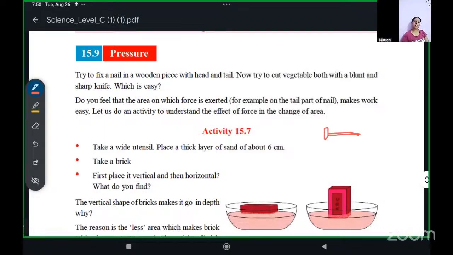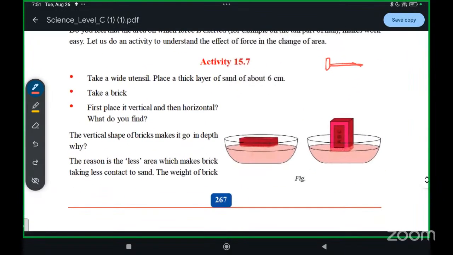Similarly, if you are cutting vegetables with a sharp end, it will be cut easily, whereas with a blunt end, we will not be able to cut it easily. We'll see why this happens. Do you feel that the area on which force is exerted, for example the tail part, makes work easy? Let's do an activity to understand the effect of force on the change of area.